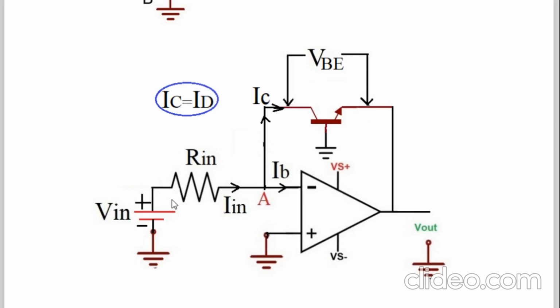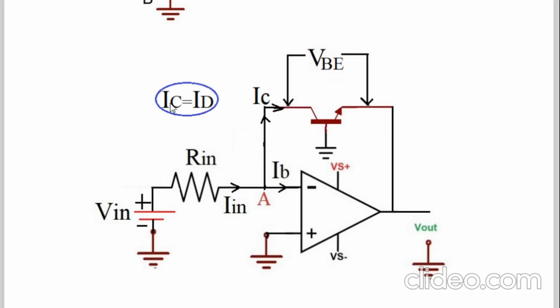Everything else is the same. Vin, which is DC plus or minus, is applied to the log amplifier through the input resistance Rin. Therefore, the current Iin starts flowing. So point A is here. Whenever the incoming current comes to point A, it gets diverted into IB and IC. Here IC, why IC? Because there is a collector current. And now we remember what we have written in front of IC: IC is equal to ID.